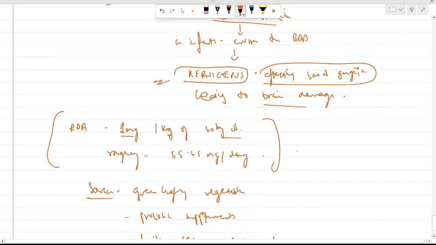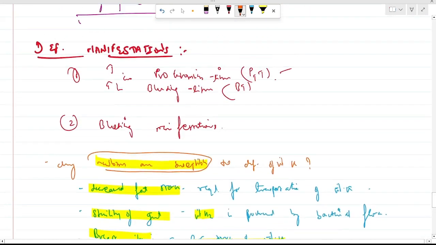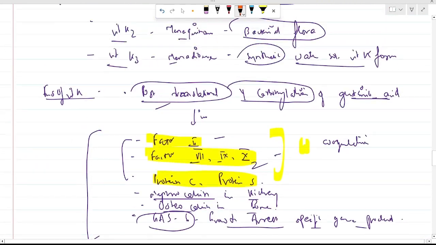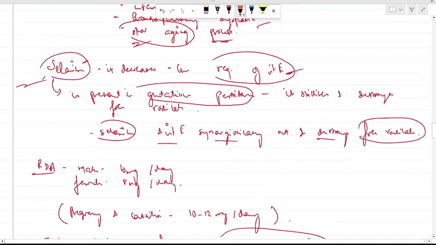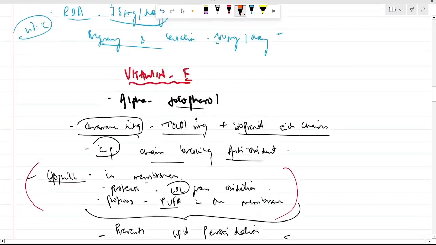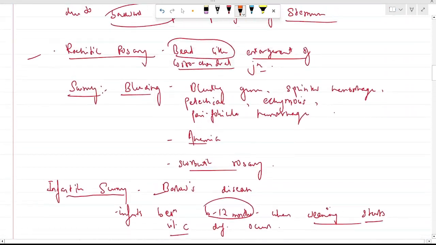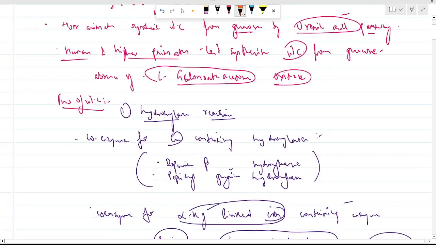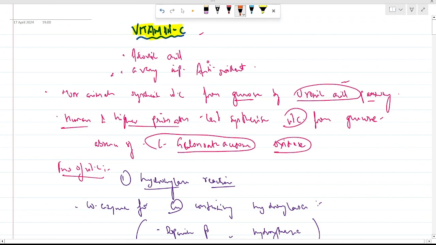With this, we complete this vitamin module. We discussed vitamin C, then we discussed vitamin E and vitamin K. Vitamin E and vitamin K are some of the most important antioxidants. Vitamin C is involved in collagen maturation, hydroxylation reaction. We discussed all their deficiency manifestations. Very small topics, but they contain some important information.